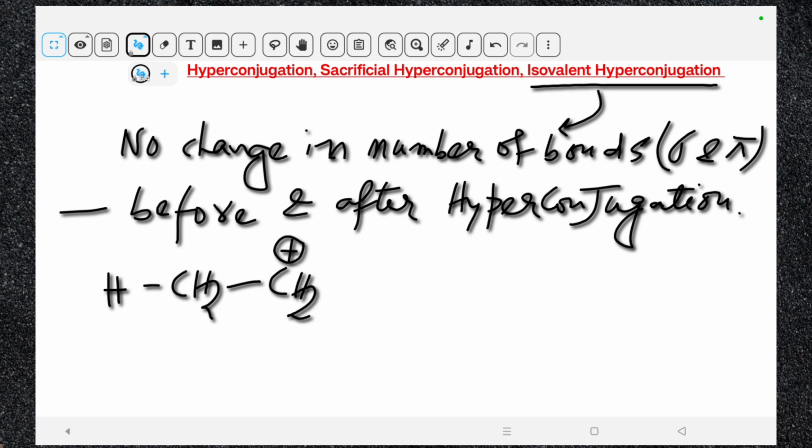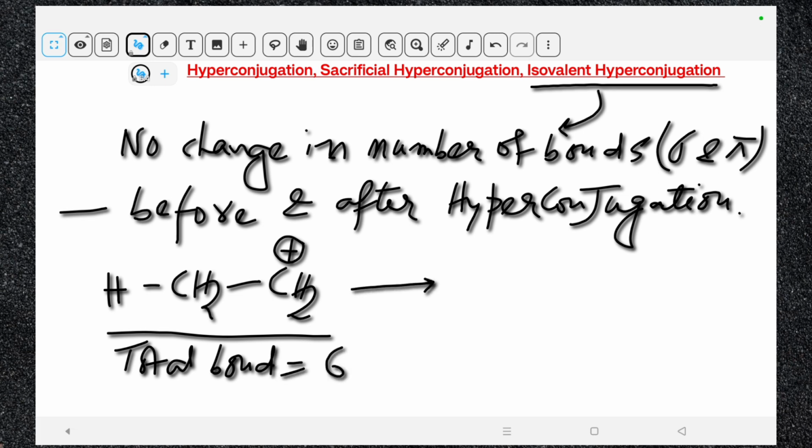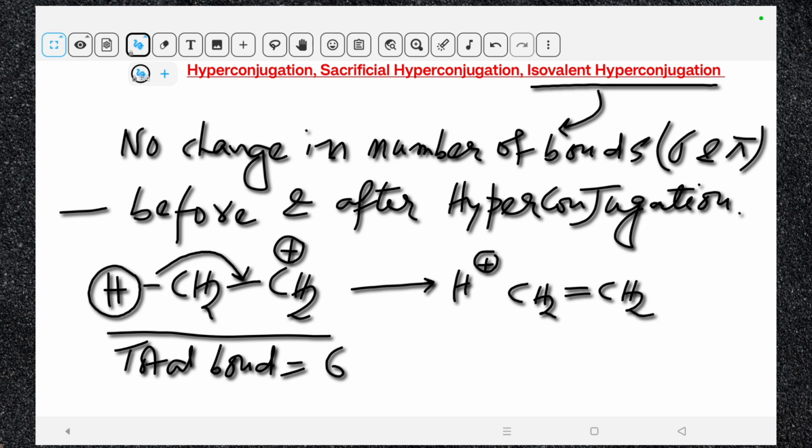In the given example, the total number of sigma and pi bonds is 6. It is observed that in the hyperconjugative structure, the total number of sigma and pi bonds is also 6. That is, there is no change in the number of bonds. So, no sacrifice is done here. This type of hyperconjugation is known as isovalent hyperconjugation.